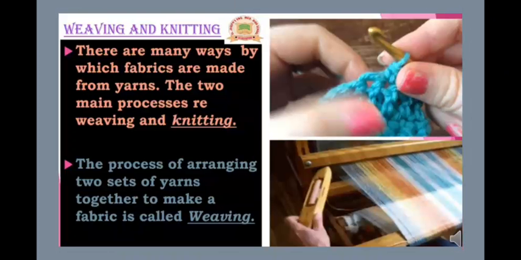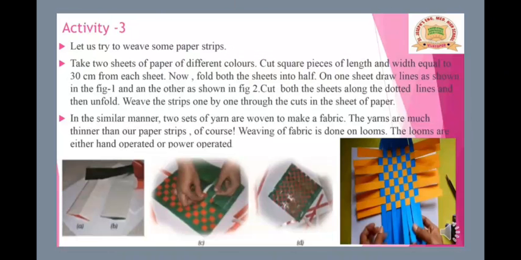The process of arranging two sets of yarns together to make a fabric is called weaving. Then activity 3 involves weaving with paper strips, which you can follow at home also. Take two sheets of paper of different colors and you can see the weaving process, which is made like this. In a similar manner, two sets of yarn can be woven together to make a fabric.